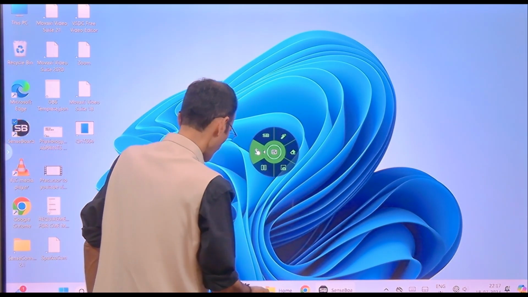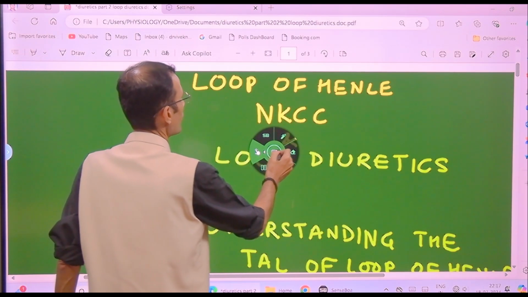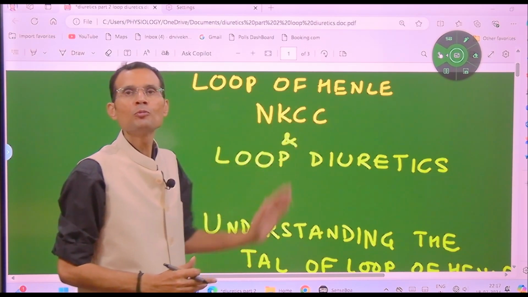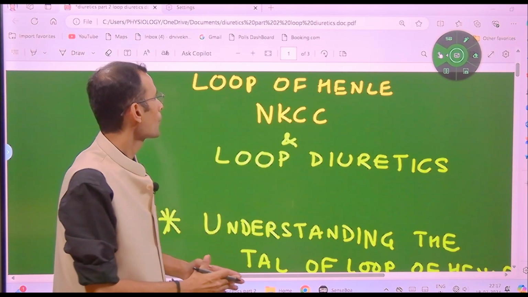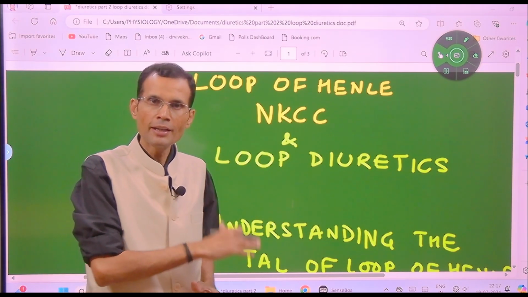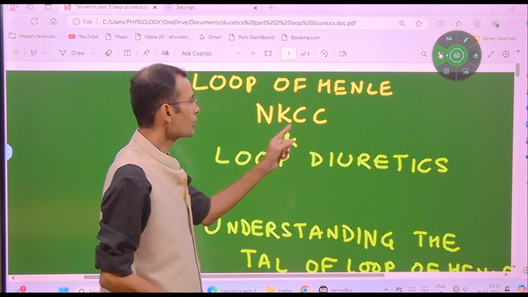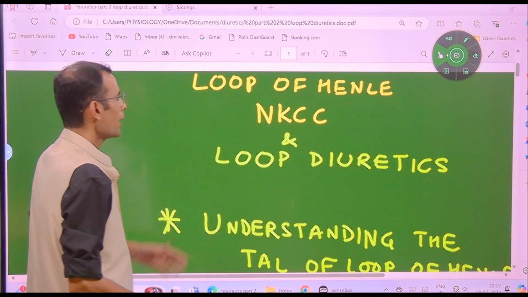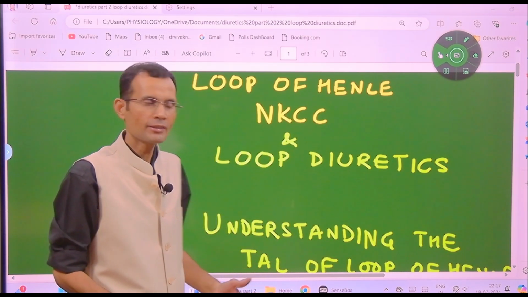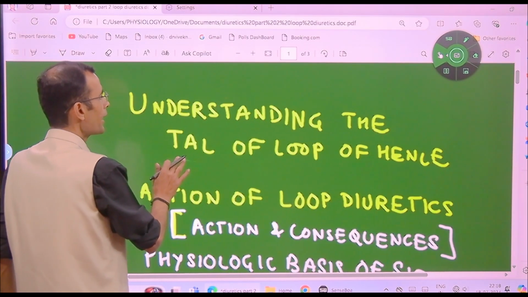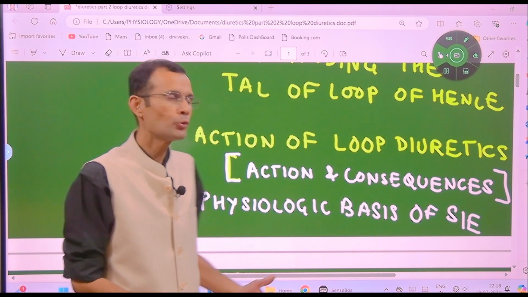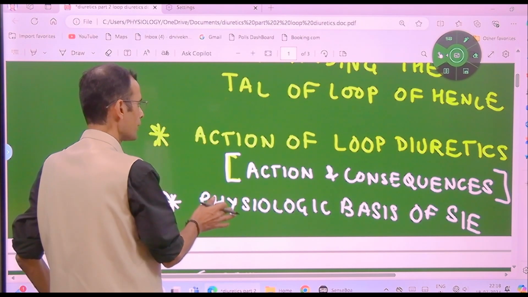on the loop diuretics. All right. Our focus will be on the thick ascending limb of loop of Henle, because that is where they act. The transporter NKCC, because these loop diuretics act on the NKCC transporter, sodium, potassium, chloride co-transporter. And then finally we will see the mechanism of action of loop diuretics and how they act, what side effects are produced, etc. So understanding the thick ascending limb of loop of Henle, action of loop diuretics, and the consequences of those actions, and the physiological basis of side effects.